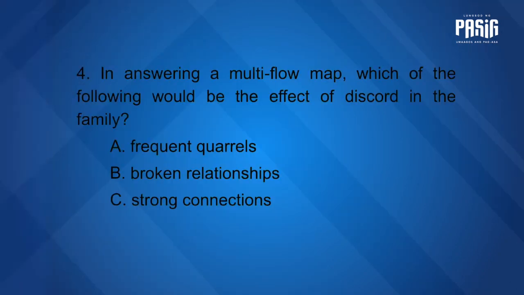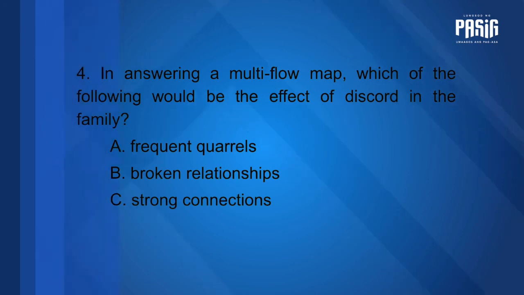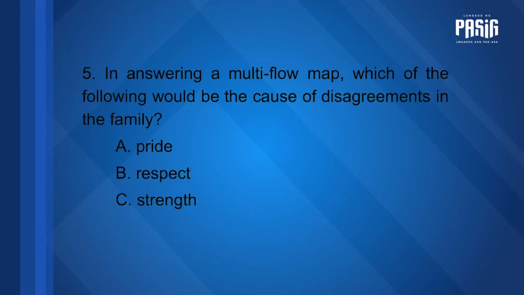Number 4. In answering a multi-flow map, which of the following would be the effect of discord in the family? Letter A. Frequent quarrels. Letter B. Broken relationships. And letter C. Strong connections. Number 5. In answering a multi-flow map, which of the following would be the cause of disagreements in the family? Letter A. Pride. Letter B. Respect. And letter C. Strength.